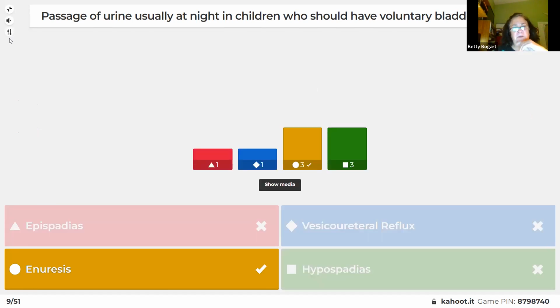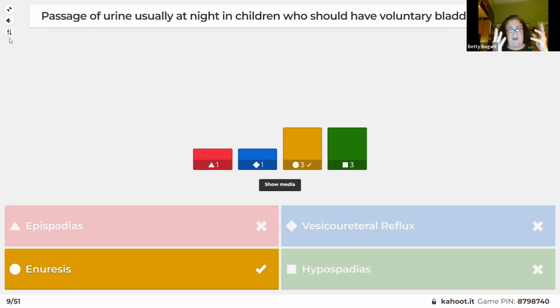It's called enuresis. Epispadias is when, in the male penis, the urethra, instead of coming out on the end, is on the top. All right? Epispadias is on top. Hypospadias is on the bottom. It means it doesn't come out the normal way.